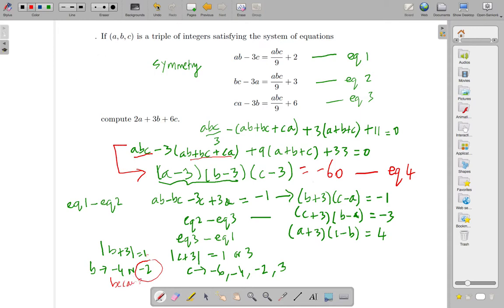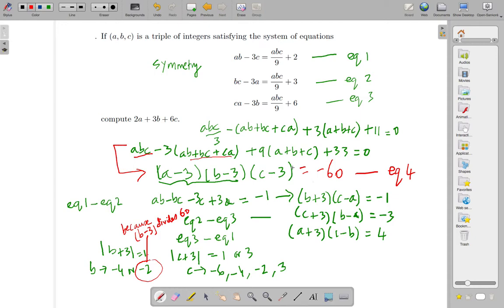Let me write it on the side, because it's not letting me write in that screen. It has some limitations. B minus 3 divides 60 according to this here. But when B is negative 4, B minus 3 is minus 7, it doesn't divide 60. So we conclude B's value right now. We still don't know what C could be.